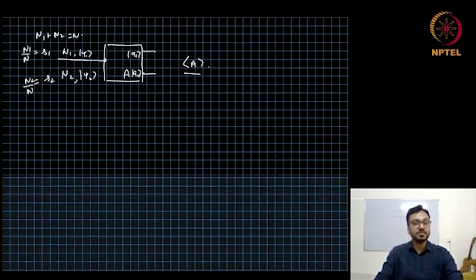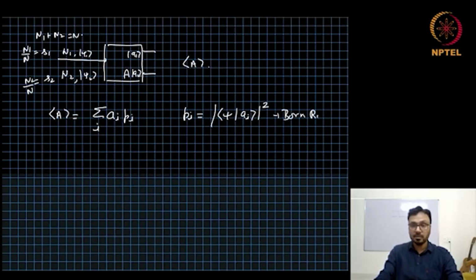Of course, the experimental setup should not care about the configuration in which we have prepared the set of photons. The expectation value of A, let us recall, is given by the sum over i of Ai times Pi, where Pi is the probability of getting the outcome Ai, calculated if the quantum system is in the state psi. This is called the Born rule of probability. This is the axiom of quantum mechanics. Whatever we want to do, we have to use this.